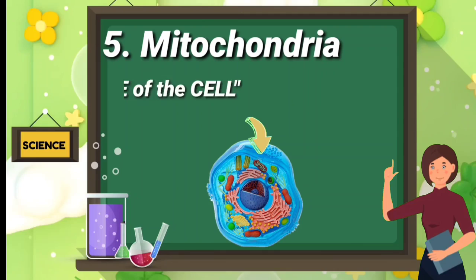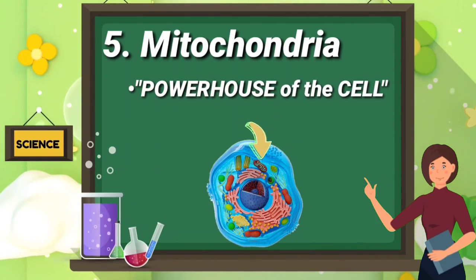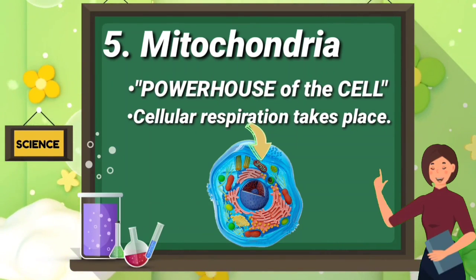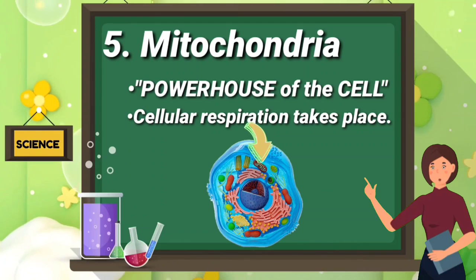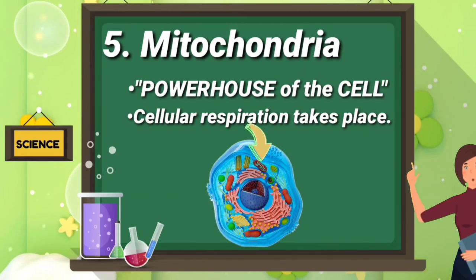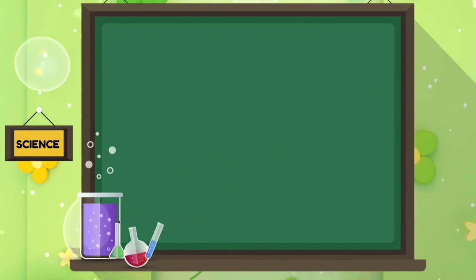Mitochondria is the powerhouse of the cell because it produces energy that will be used by the organelles. It is where the cellular respiration takes place. Cellular respiration produces ATP or adenosine triphosphate, the energy currency of the cell.